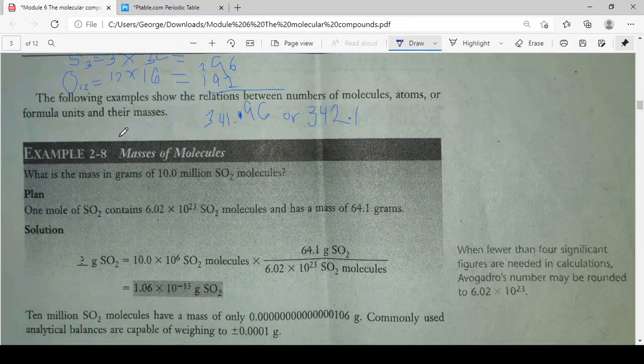So next we'll solve for your masses of your molecules. So next we have your masses of your molecules. What is the mass in grams of your 10 million sulfur dioxide nga molecule? Your S stands for your sulfur and your O2 is your dioxide. So 1 mole of our SO2 contains 6.022 times 10 raised to the power of 23 nga molecules and has a mass of 64.1 nga grams.